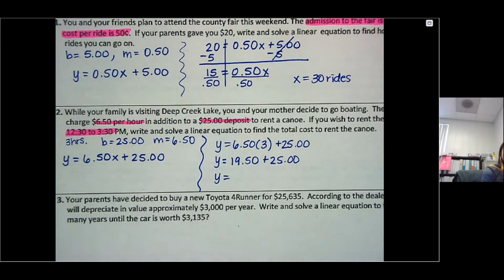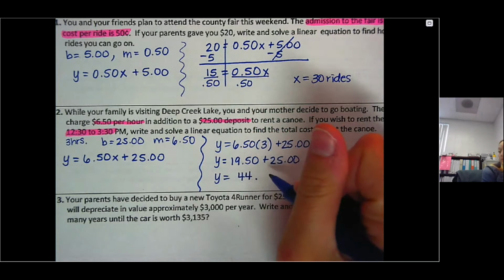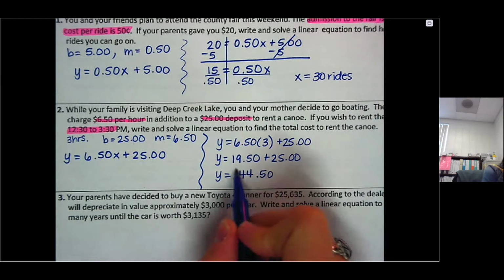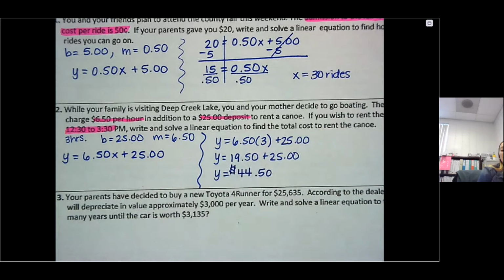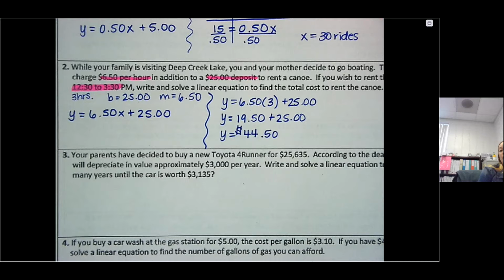So your total is $44.50, and because we're talking about money, we're gonna be really careful to put the dollar sign next to it.